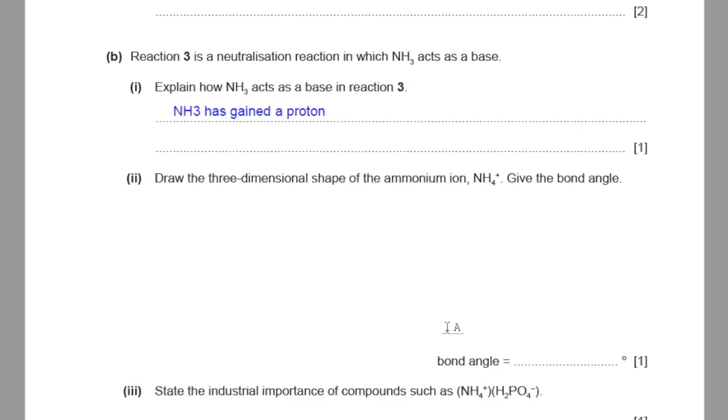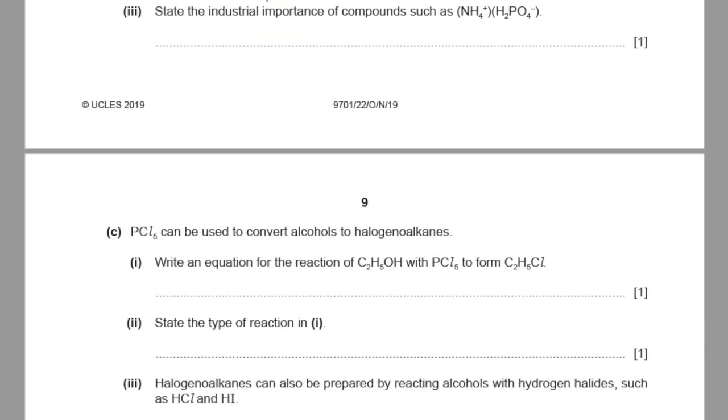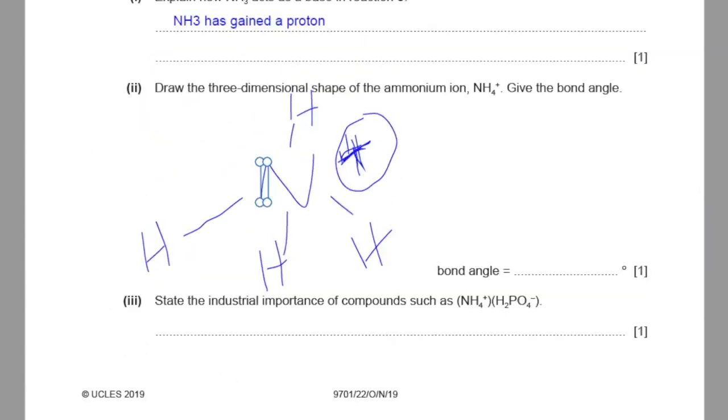Part 2, draw the three-dimensional shape of the ammonium ion NH4+, give the bond angle. Okay, so nitrogen will be sharing its outermost electrons, each with hydrogen atoms. Nitrogen has got 5 valence electrons. Each of it will be shared with hydrogen atoms. And there will be a positive charge. And the bond angle for NH4+.